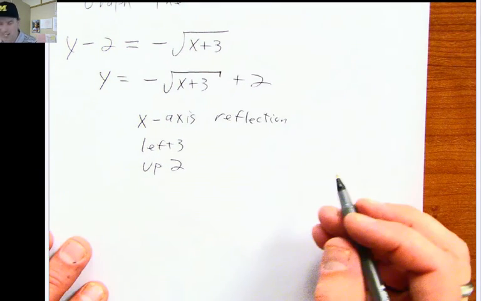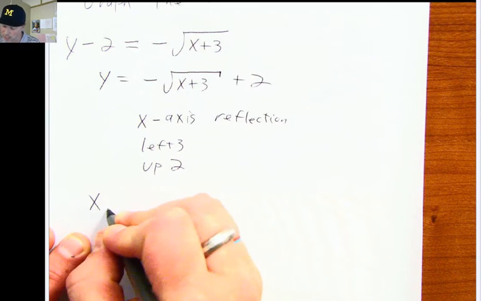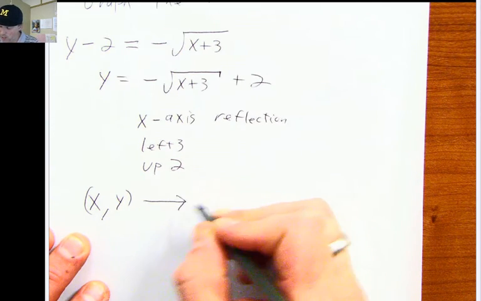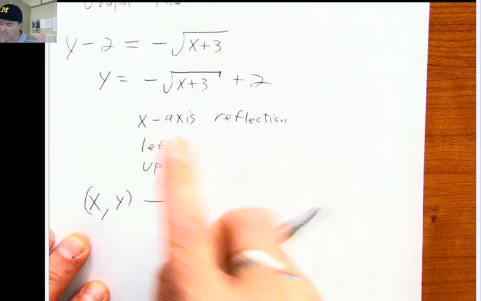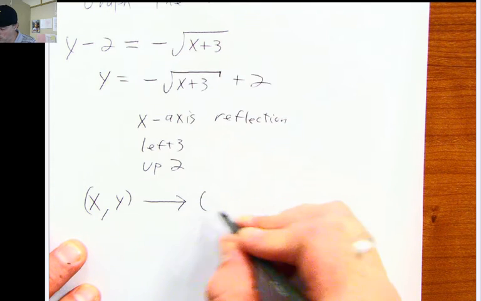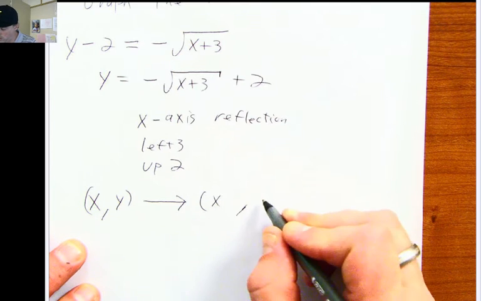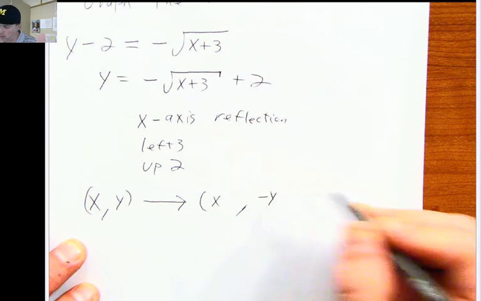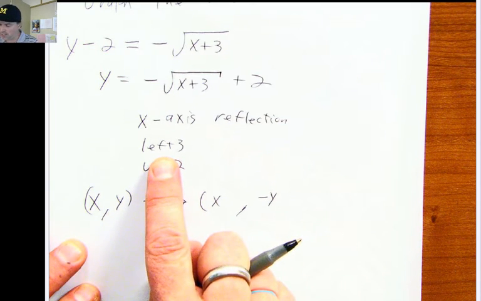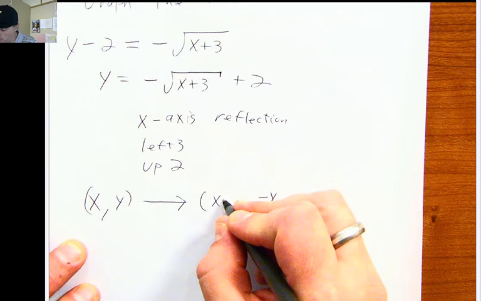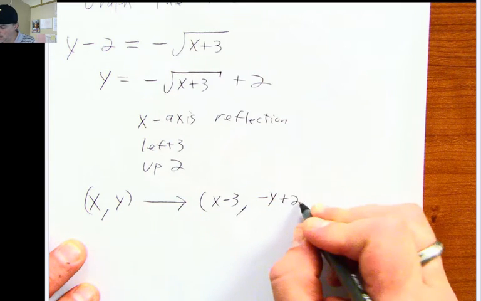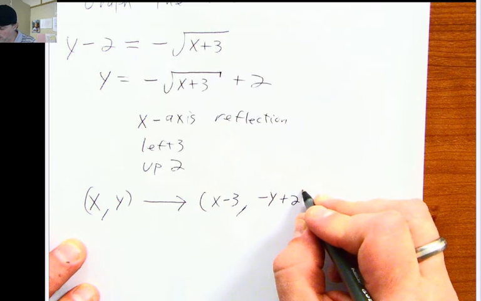I normally do, I'm on team non-graph paper. I'm not a big fan of using it. So if I'm going to do an x-axis reflection, that's going to affect the y-coordinate. So it's going to be a negative y. But then you apply the translations: left 3, that's going to be minus 3 on the x-coordinates, up 2, that's going to be adding 2 to the y-coordinates.